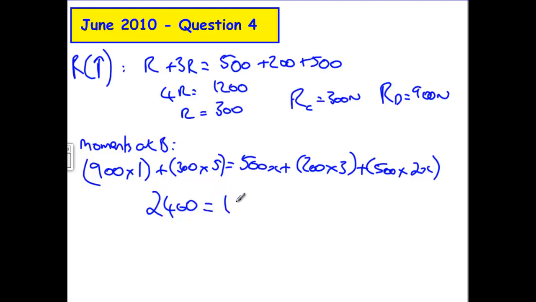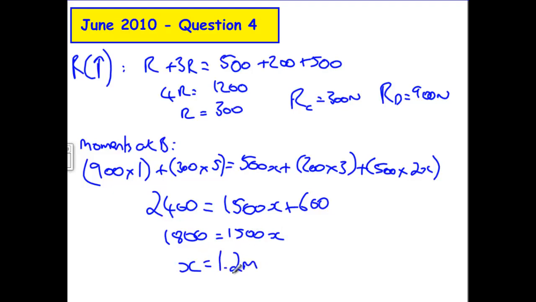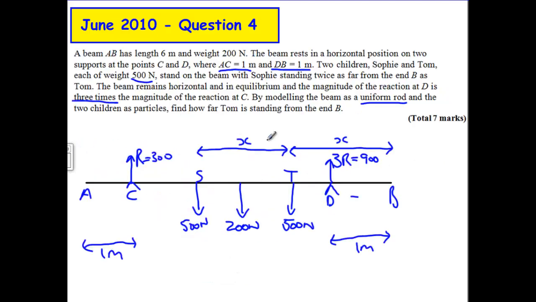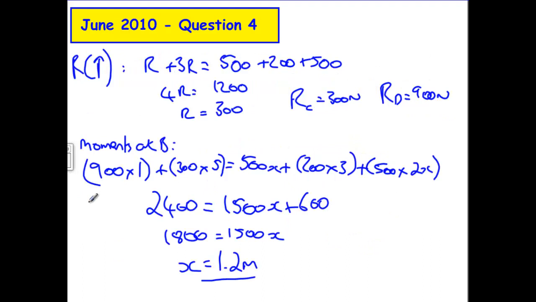Now if we simplify this equation, it will bring me to 2,400 on the left hand side is equal to 1,500x plus 600 on the right hand side. If I now bring the 600 over to the left hand side, then I'm going to get 1,800 equals 1,500x, and dividing both sides by 1,500 tells me that x is equal to 1.2 meters. So Tom is standing 1.2 meters from B. This distance x is 1.2 meters.